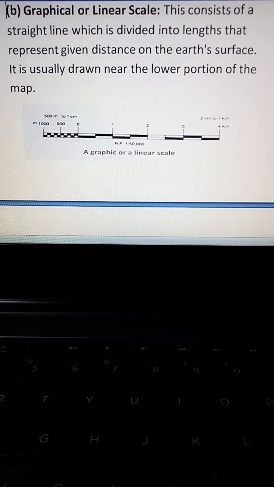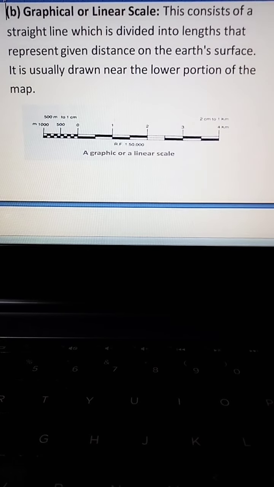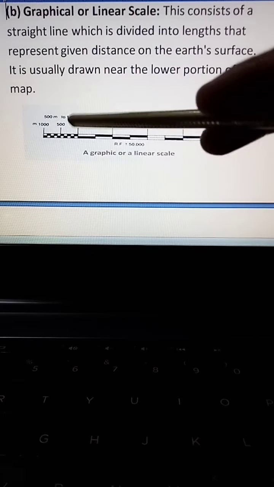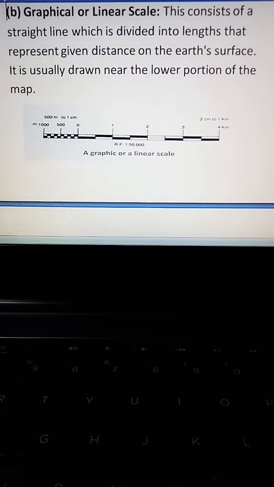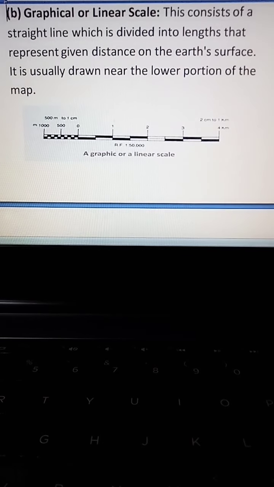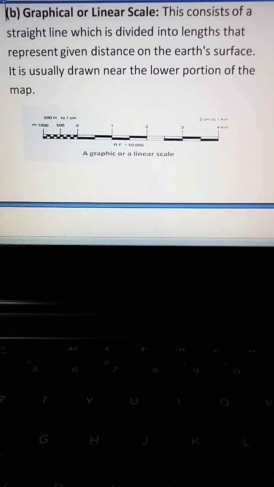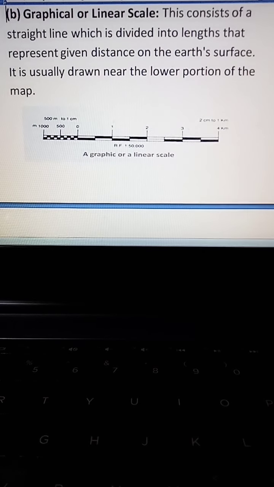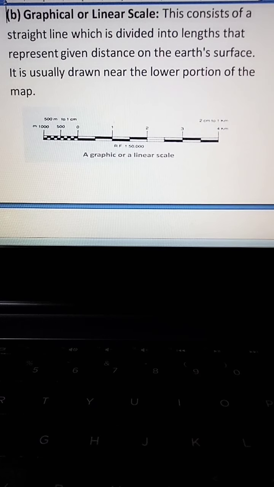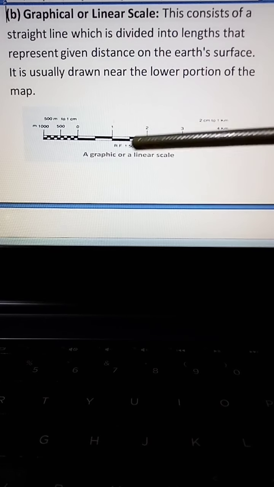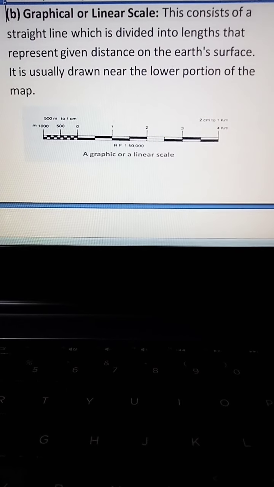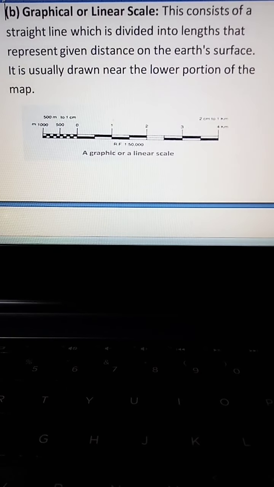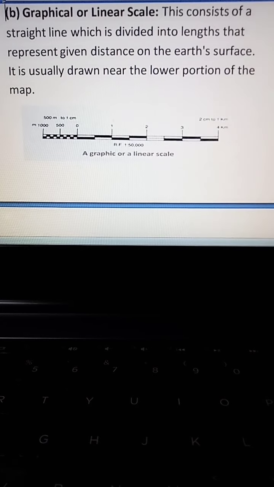It consists of a horizontal line divided into equal sections. Each section represents a certain fixed distance on the ground. For example, in the scale given below, each division on the scale is 2 centimeters, and it represents 1 kilometer on the ground.